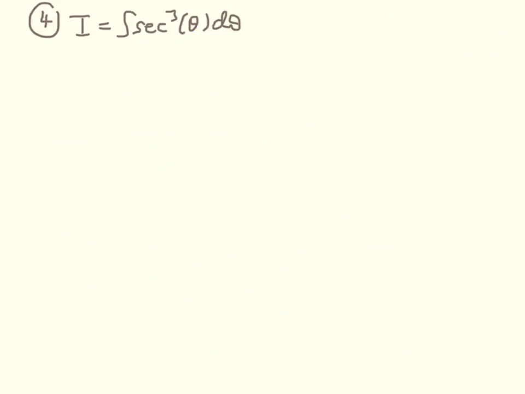So in this next integral, we want to integrate the cube of the secant function. I think the key thing that we recognize that helps us to do this is that even if we don't know how to integrate the cube of the secant function, we do know how to integrate the square of it, because the integral of the square of the secant function is the tangent function, because if we differentiate tangent, we get the square of the secant.